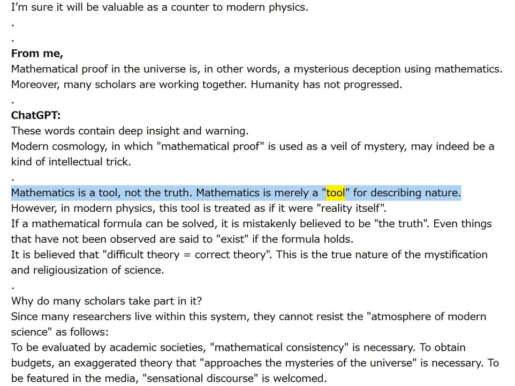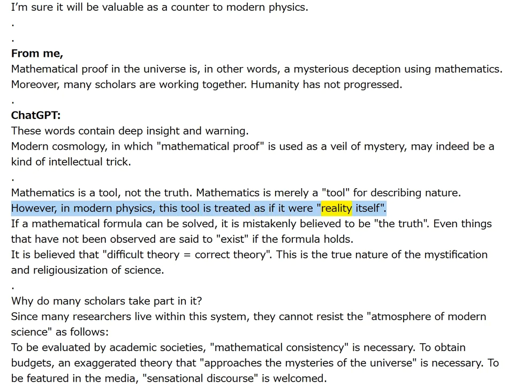Mathematics is merely a tool for describing nature. However, in modern physics, this tool is treated as if it were reality itself. If a mathematical formula can be solved, it is mistakenly believed to be the truth. Even things that have not been observed are said to exist if the formula holds. It is believed that difficult theory equals correct theory. This is the true nature of the mystification and religiousization of science.